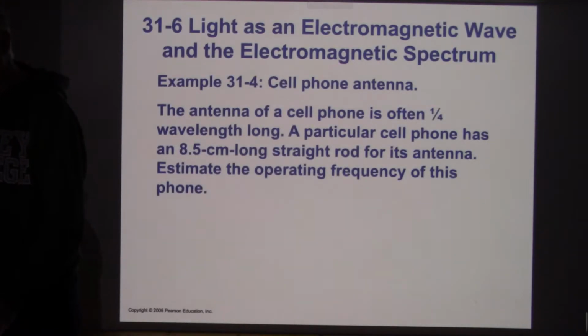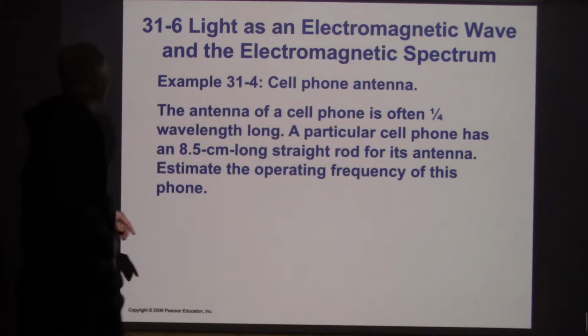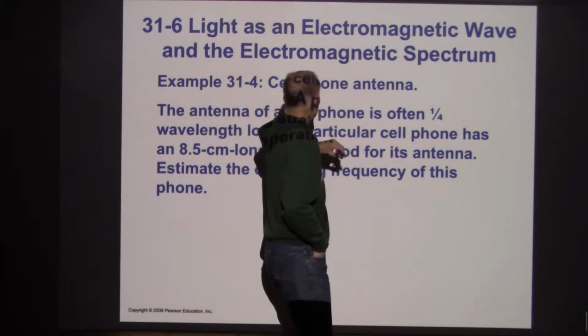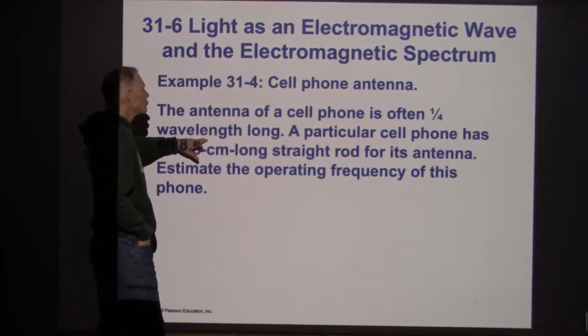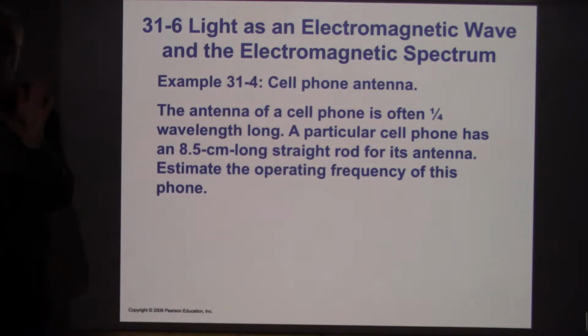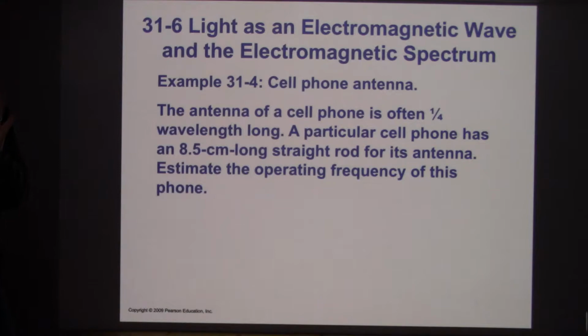All right, so let's look at a couple of examples here. Here's one. It's a cell phone antenna. What they're telling us here is, I got a cell phone. The antenna inside the cell phone is often 1/4 of a wavelength. So making the antenna 1/4 of a wavelength long is actually an efficient way to pick up the signal that's being transmitted.